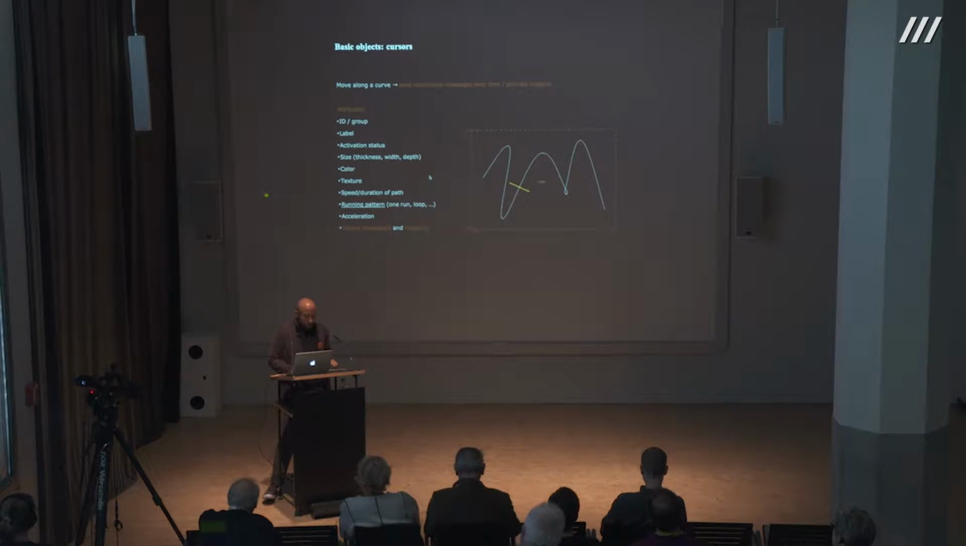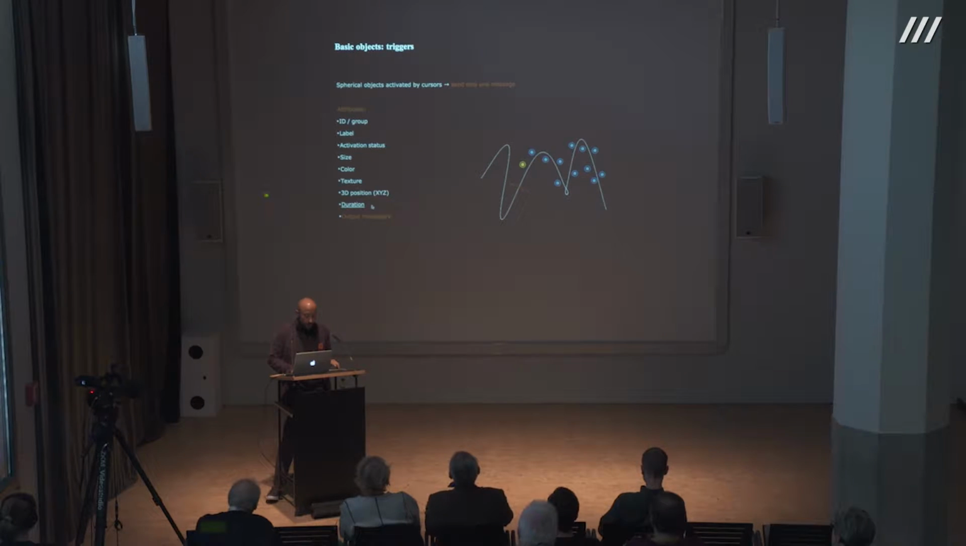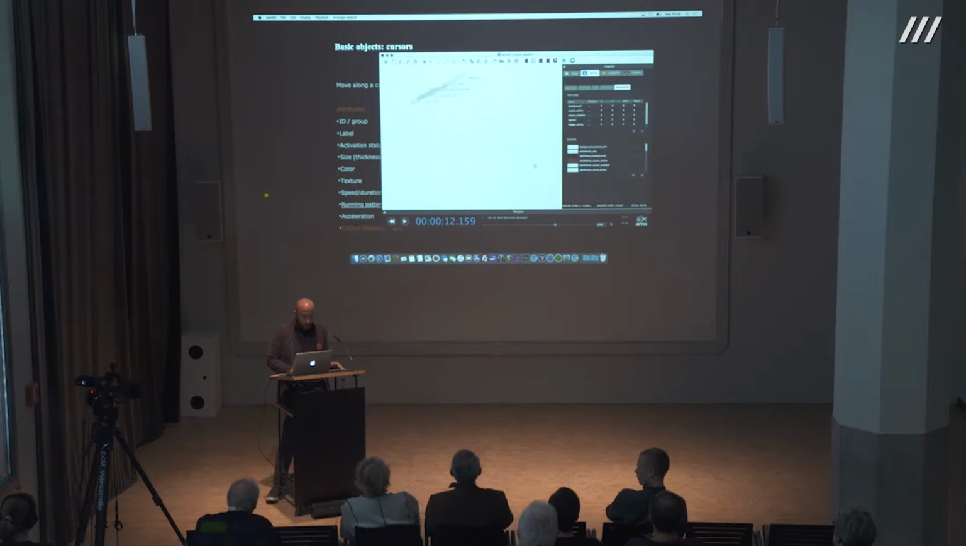We have different attributes, so we can even change the texture to amplify the representational possibilities in IanniX, which are limited to these objects otherwise. Then we can set the speed or the duration for each cursor, the running pattern, so can be one run or a loop or a round trip.